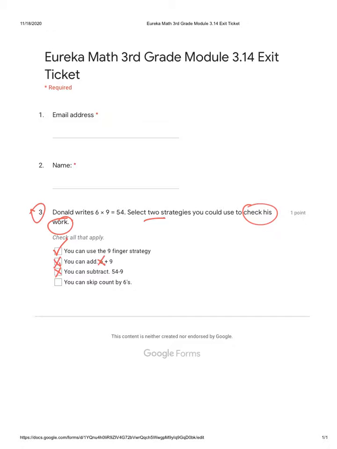You can skip count by 6s. Yes, we could. We could skip count by 6s 9 times. So our 2 strategies that we can use is you can use the 9-finger strategy. You can skip count by 6s.